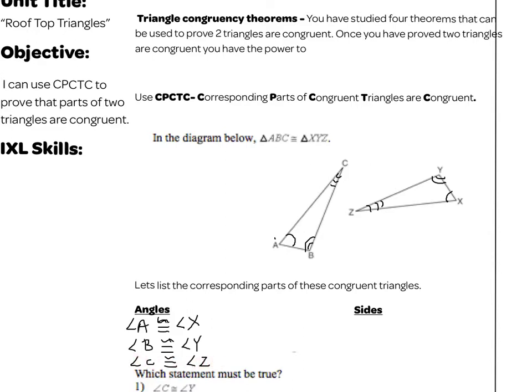The sides should be pretty simple because basically, if we think about the two angles, the side that will be congruent will be sandwiched in between the two angles. So if we look at angle A, which is congruent to angle X, and we look at angle B, which is congruent to angle Y, side AB is going to be congruent to side XY. So we can actually mark those. AB is congruent to XY.